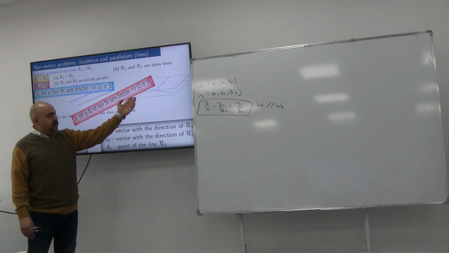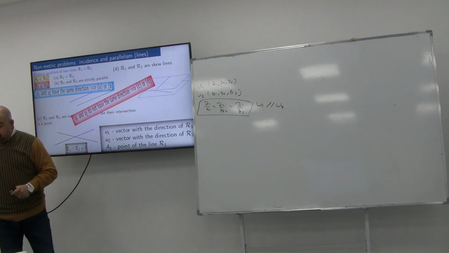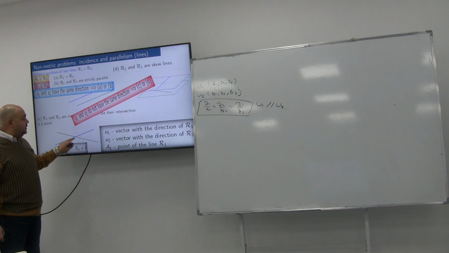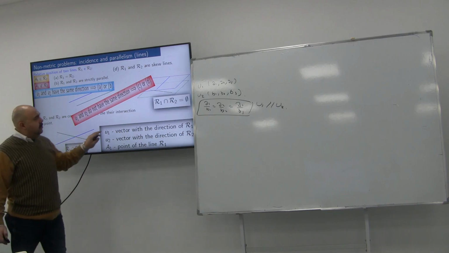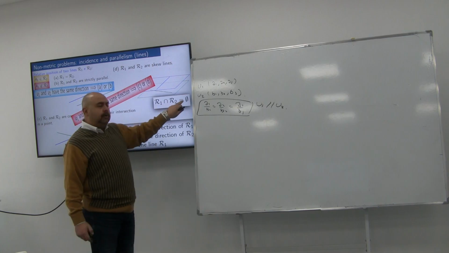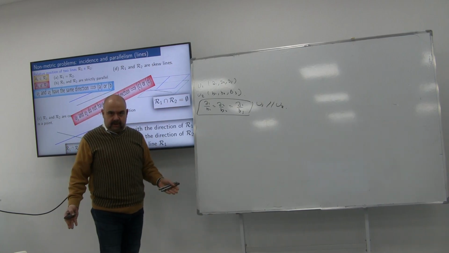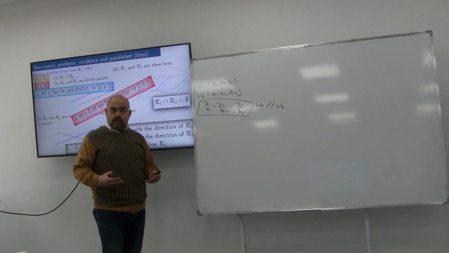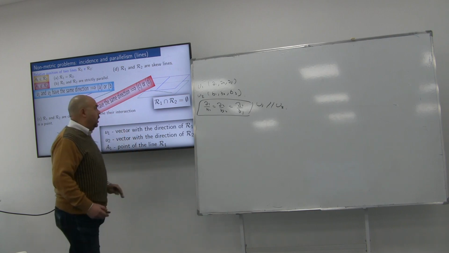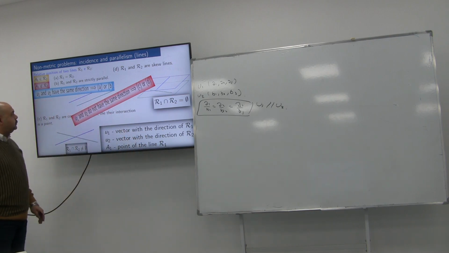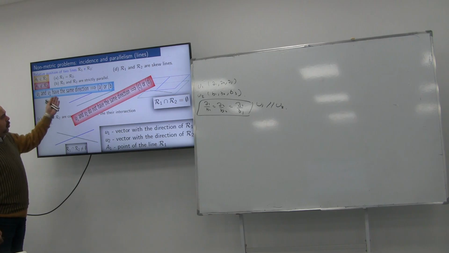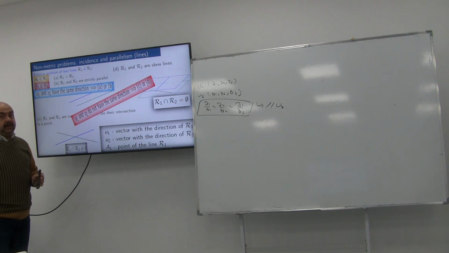So, for here, their intersection is not equal to phi, it means they intersect. But in this case, their intersection equals phi, which means they are not intersecting. They belong to completely different planes. This is all in this slide. It's really a very important slide. You should go through it more than once.